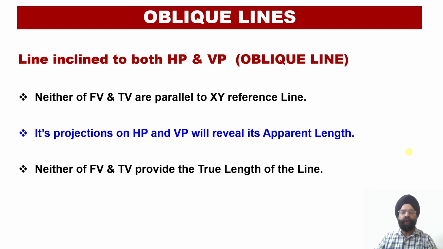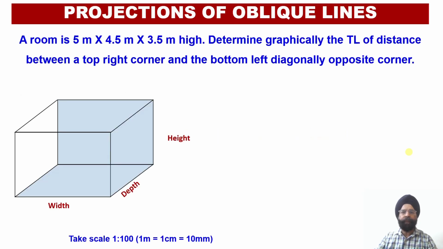So we need to apply the principles of rotation of the line in order to obtain the true length of a line. Now here we have been provided with a physical real life situation in which we are going to convert this real life situation into the projections of the oblique line, and we will be determining the true length of the line using the principles of rotation of the line.